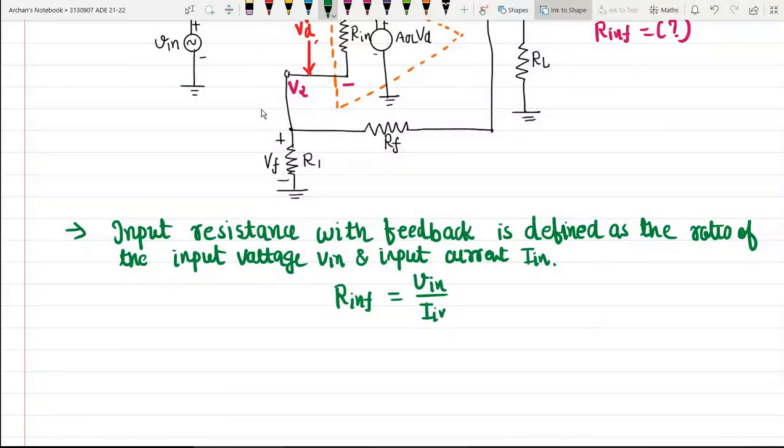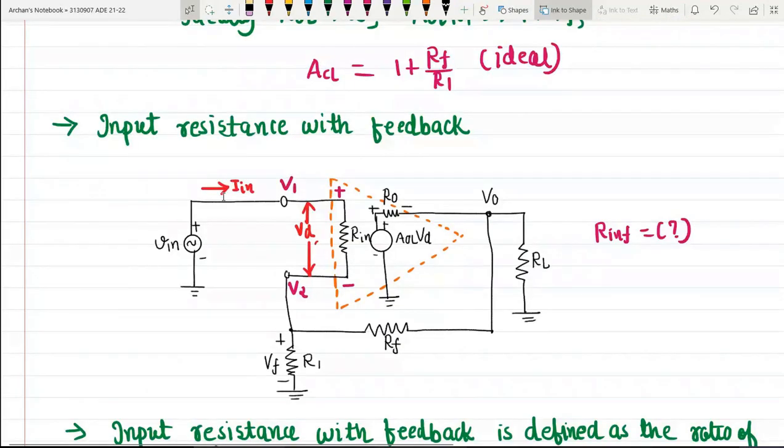Okay, so now let us come back to this current. See, what is I in? I in is the current which is flowing from this supply voltage V in and through R in, and it is entering the operational amplifier. So I in is nothing but the ratio of the voltage across this Rin. And what is the voltage across Rin? It is the difference voltage Vd. So Vd by Rin will be my I in.